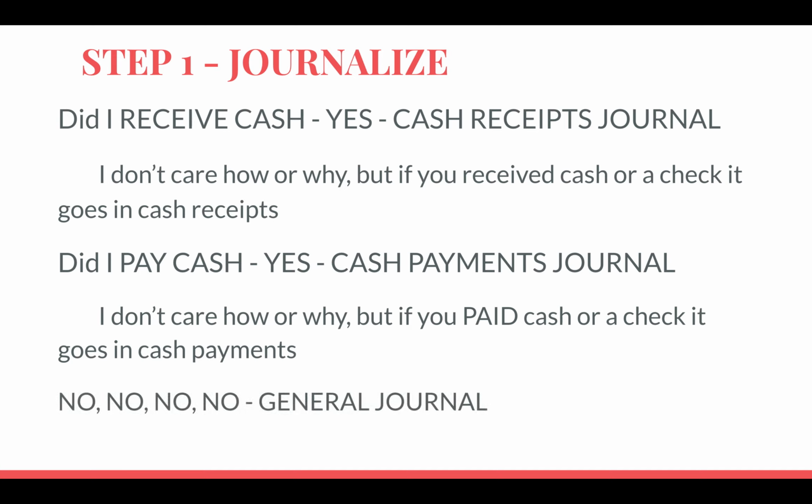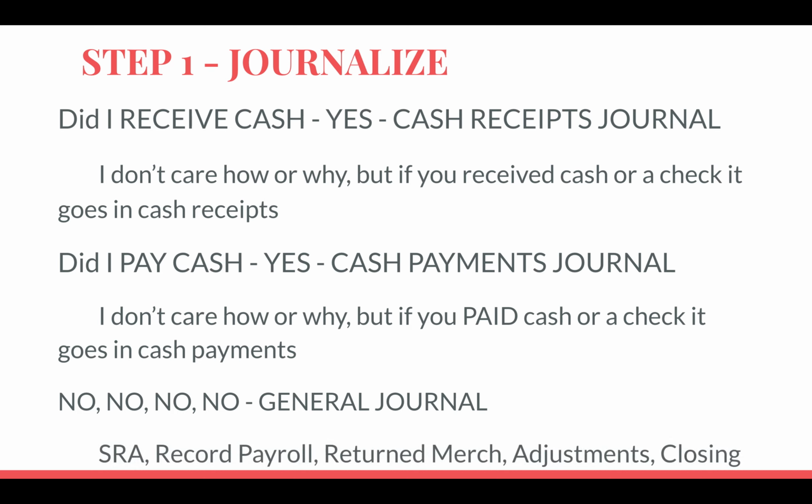And again, as we've said many times in class, when you get 4 no's, that's the general journal. I did not sell anything on account. I did not buy anything on account. I did not receive cash. I did not pay cash. When you get 4 no's, it goes in the general journal. You'll find sales returns and allowances in the general journal, recording your payroll in the general journal, when you return merchandise, your adjustments, and closing entries. So there are a handful of things that go there. But when you get the 4 no's, it's in the general journal.